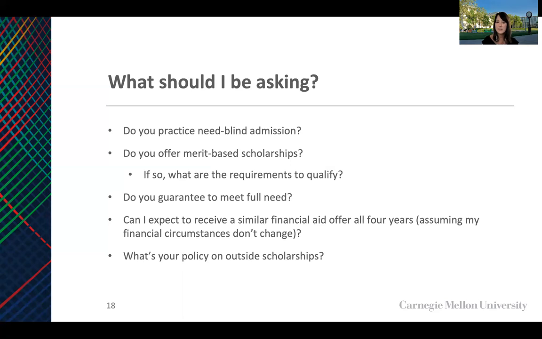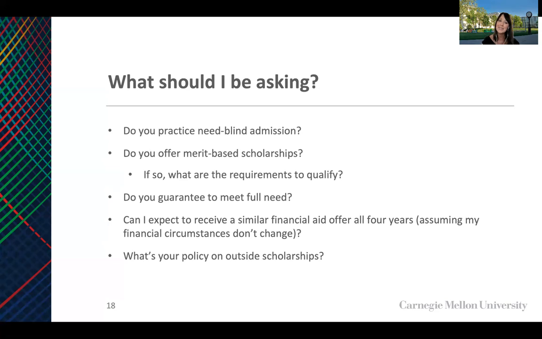Can you expect to receive a similar financial aid offer all 4 years, assuming things in the family, things in the household don't change? That's a great question. Since you will file your FAFSA each year, things could change, right? You could have another student in college, maybe another student not in college. There could be changes to your income, your parents' income or assets. So you're gonna wanna make sure you ask the question, what could possibly change in the next 4 years? And that's where the net price calculator or the estimator can really help too, because you can kind of use the tool to figure out what may happen in 2 years if you have a younger sibling that's going to be going into college as well.